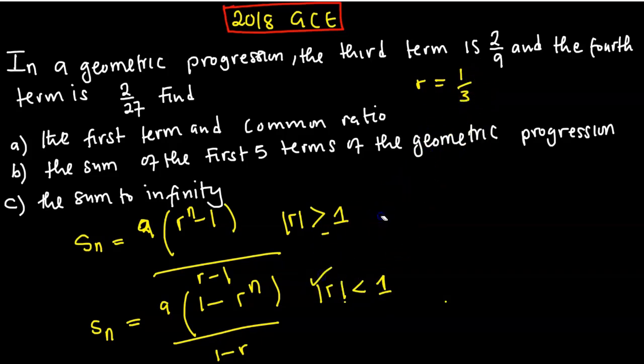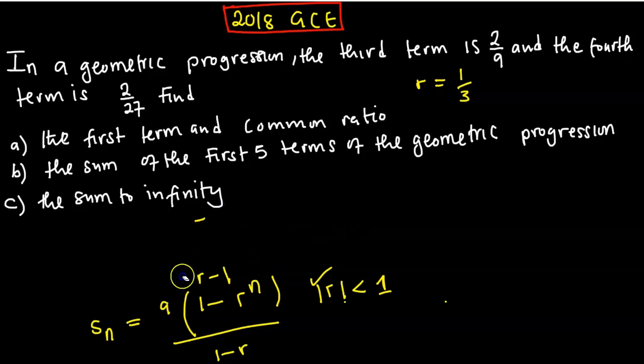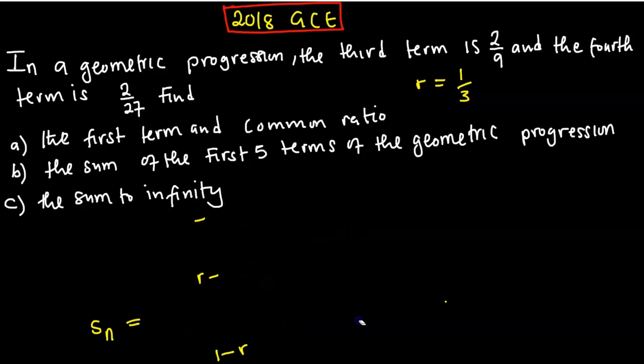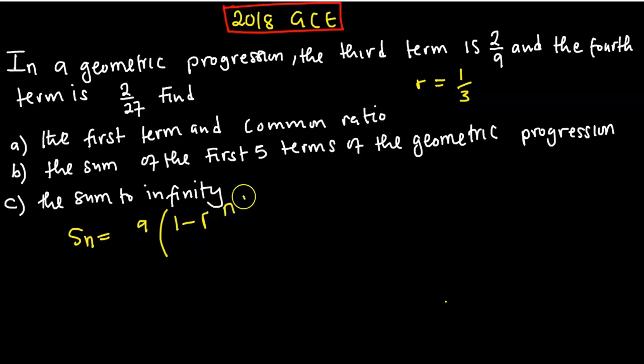Okay, so let us find the answer now, since we know the formula to use. Let us start. So we are going to start with Sn equals a times (1 minus r to the power n) over (1 minus r). Now what is our r?